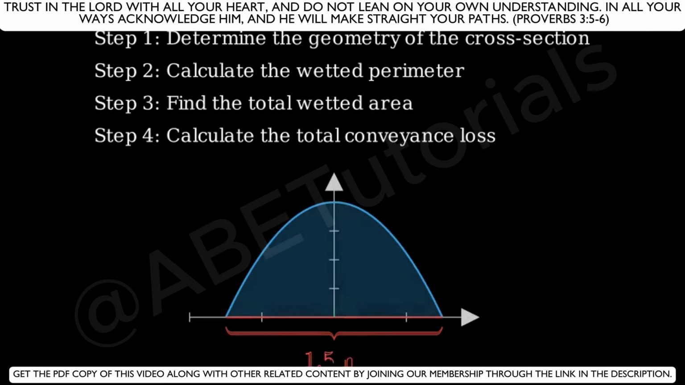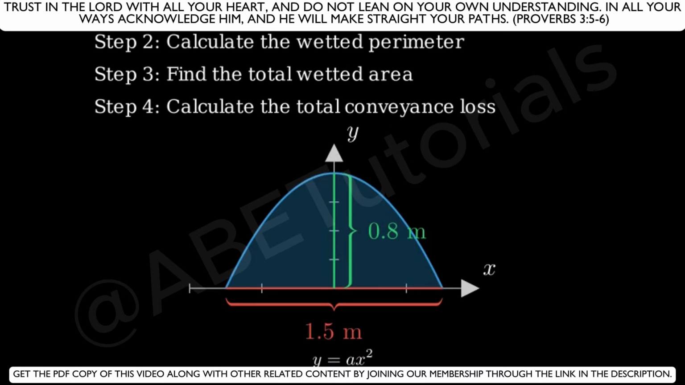Let's start by visualizing the parabolic cross-section of the canal. We know the top width is 1.5 meters and the depth is 0.8 meters. Now, let's define the equation of the parabola. Since it's a parabola, we can write it in the form y equals a times x squared, where a is a constant we need to find.